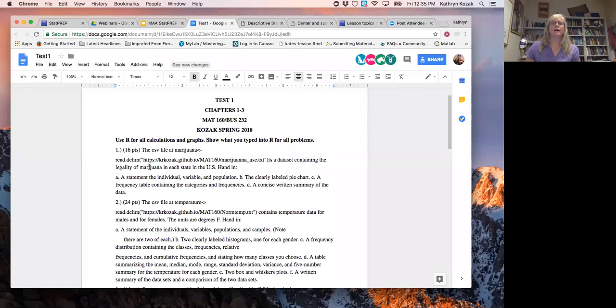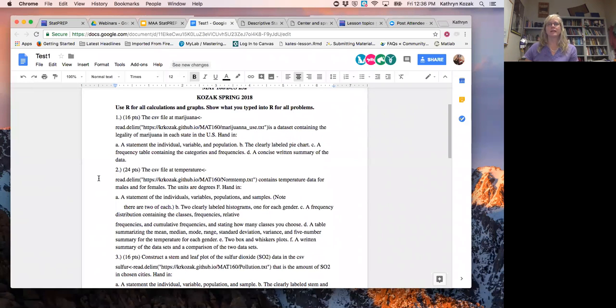And then I have them hand in all this information. I'm big on them understanding the definitions of what a population and sample are, so I make them write that information for me to see, can they actually take a situation and write it. And then I go into quantitative data. So I have a problem on a quantitative variable, and this one is actually temperature data for males and females. And then I have them look at comparing them. Tell me what the similarities and differences are between them.